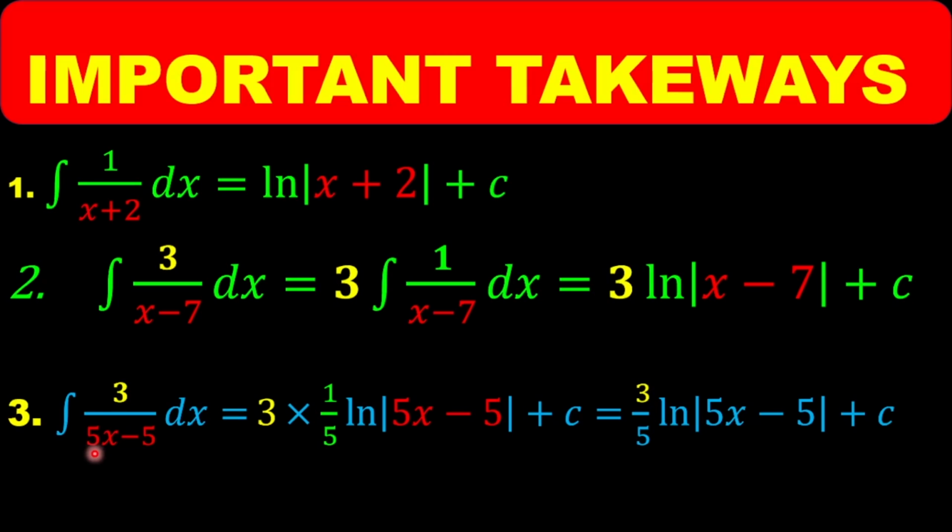We apply the same concept as we did in step 1 and in step 2. How do we do it? First, you factorize the 3 out. So if this 3 comes outside, what will be left here is 1. So if you have 1 over 5x minus 5, then if you are integrating that 1 over 5x minus 5, remember, already you have factorized this 3 outside. So when you integrate the 1 over 5x minus 5, you are going to get the natural log absolute value of 5x minus 5, plus c.